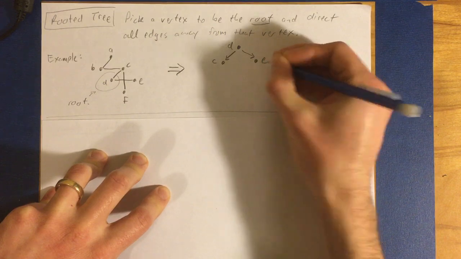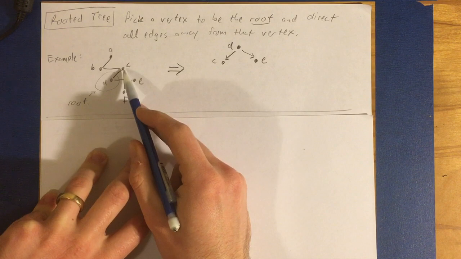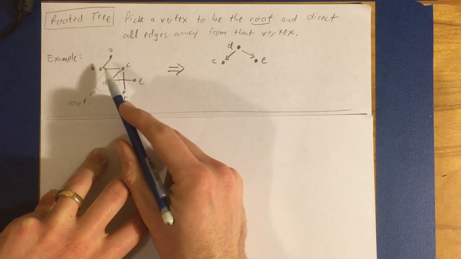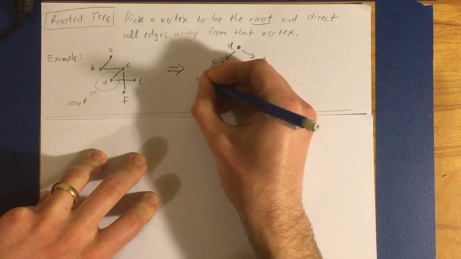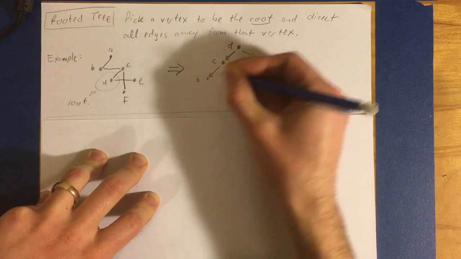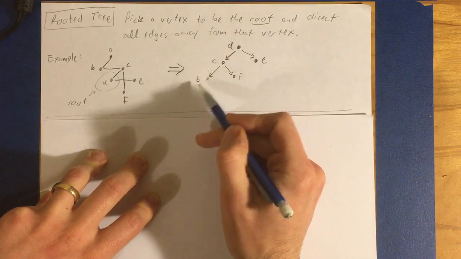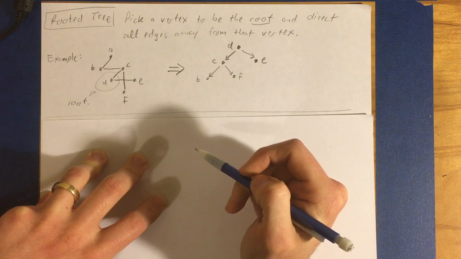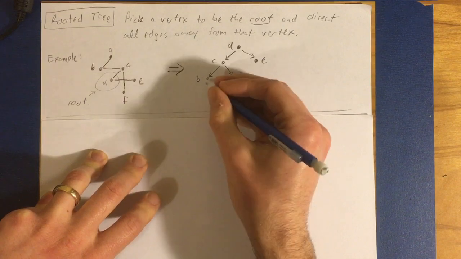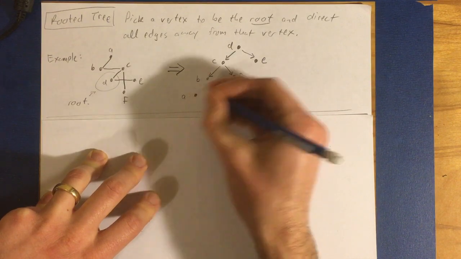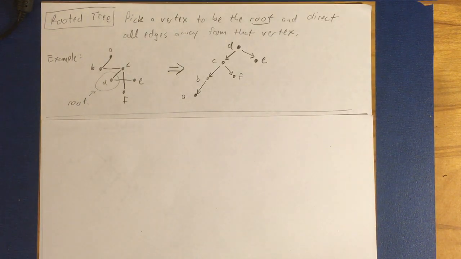So there's C and E. Now E is a dead end, so there's nothing going to be coming down further from E. But for C, I can see C is then adjacent to B and F. So I'll put B and F beneath C and have those edges directed away from the root, so that I'm forming paths, directed paths now, going away from my root. Finally, A is adjacent to B, so I'm going to put A on the next level down, and I have one more edge directed away from that. So now that is a rooted tree.